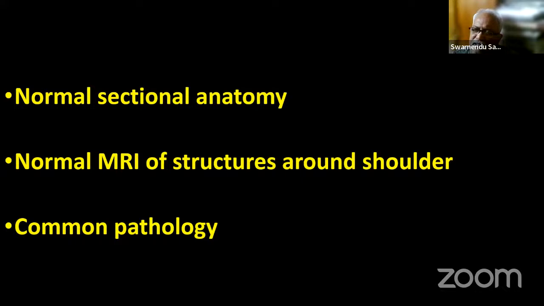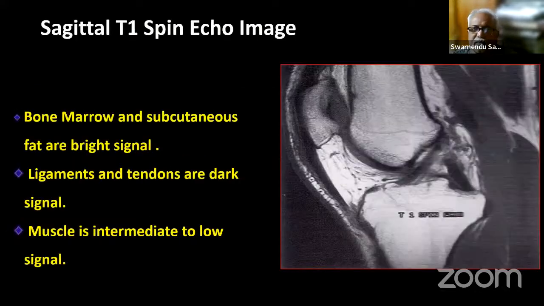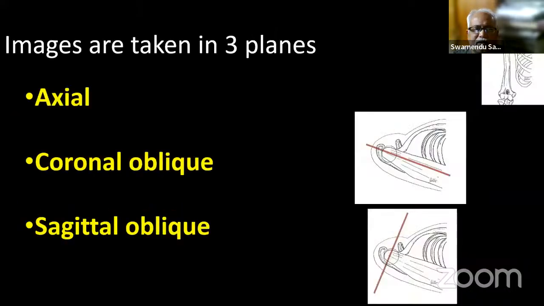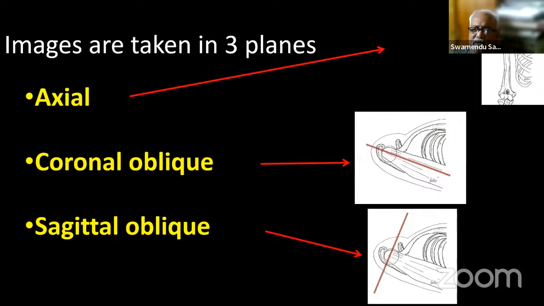In the knee, we see the coronal sections, the sagittal section, the axial section. Same is true for your shoulder. So we know that in the shoulder, we have got three sorts of cuts: one is the axial cut, one is the coronal oblique cut, and the sagittal oblique. Why is it oblique? Because, as I told you, the scapular plane is 30 degrees oblique from the coronal plane. So it is not a classic coronal; it is axial, coronal oblique, and sagittal oblique.